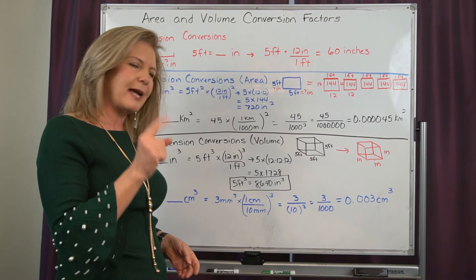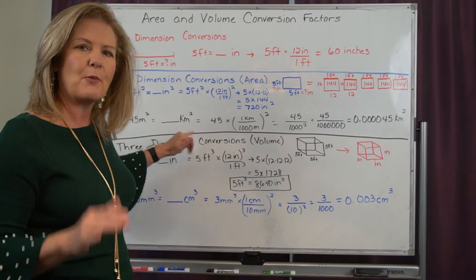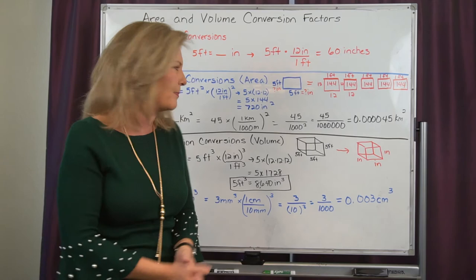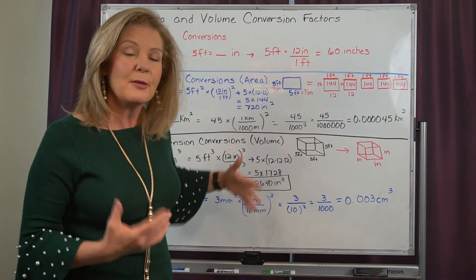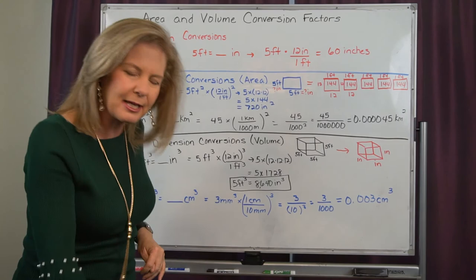But sometimes you're going to go from a smaller unit of measure to a bigger unit of measure. So meters is a much smaller unit of measure than kilometers. And when I'm going to make that conversion, I'm not going to multiply them. I'm actually going to divide. So you have to look at your units of measure to see what's happening. So when I go to set that up, I know that I have to do 45 divided by 1,000 squared. And when I come out at my ending answer, it's a large decimal. So not everything is always multiplying. You got to think about what is actually happening with the units of measure.